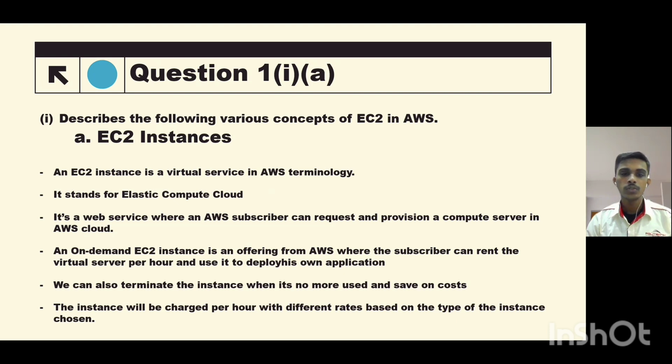An on-demand EC2 instance is an offering from AWS where the subscriber can rent the virtual server per hour and use it to deploy his own application. We can also terminate the instance when it is no longer used and save on cost. The instance will be charged per hour with different rates based on the type of the instance chosen.